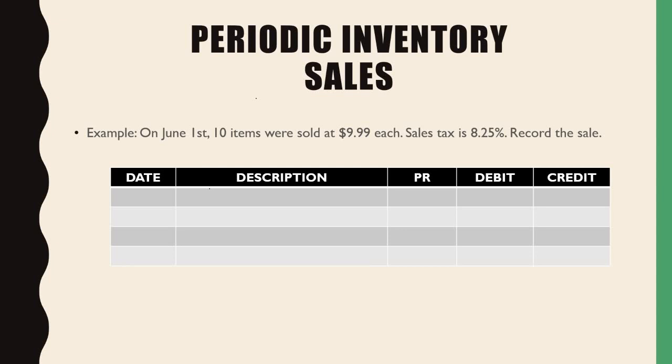In this case, I wasn't specific on how I received the money, so I'm just going to assume that either I'm going to be receiving cash or someone's going to owe me the money on account. So receivables, yes, that's going to be the first thing.